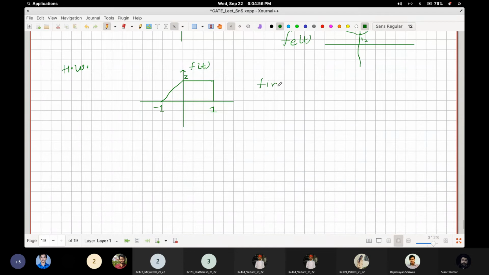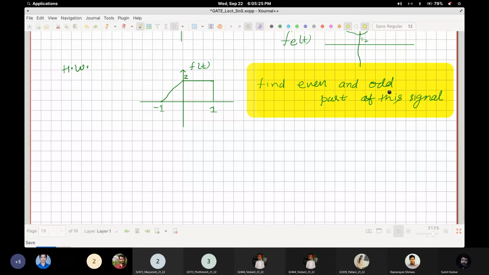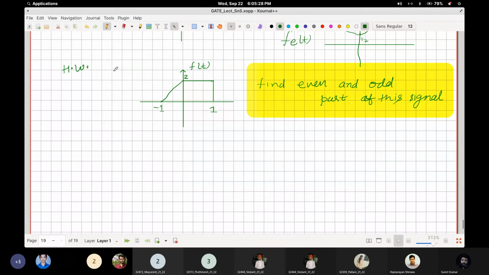Find even and odd part of this signal. Is this clear? हो जाएगा आप लोगों से ये? Can you try this at home? Yes, sir. Okay.